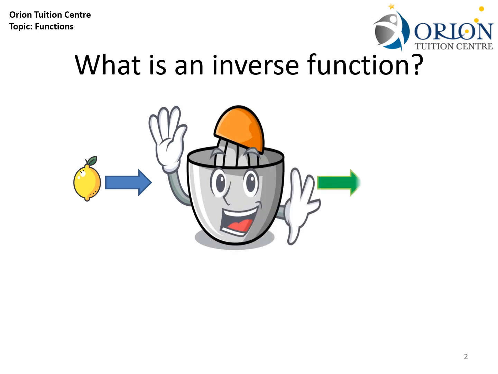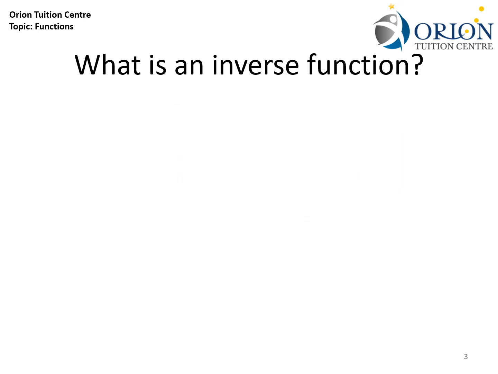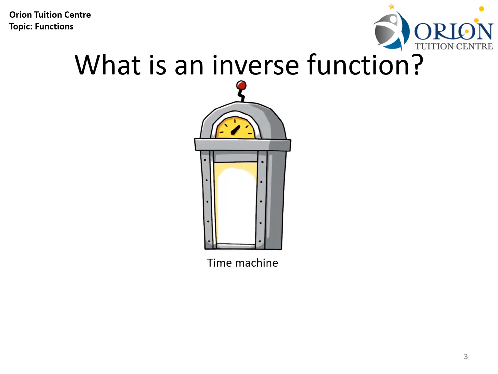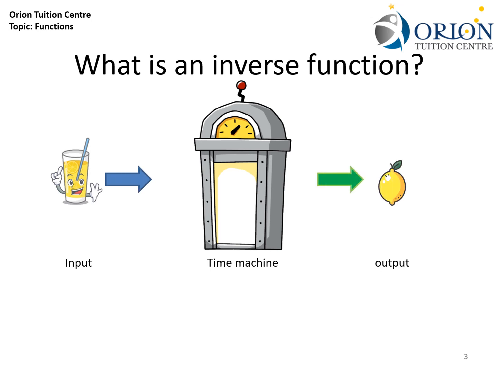You put a lemon into the juicer, you get lemonade. You can think of an inverse function as a time machine which undoes the process. So, imagine you have a cup of lemonade, you put it in this time machine, and it goes back in time to give us the lemon back. So the inverse function is like an undo button, helping us undo whatever the original function has done.